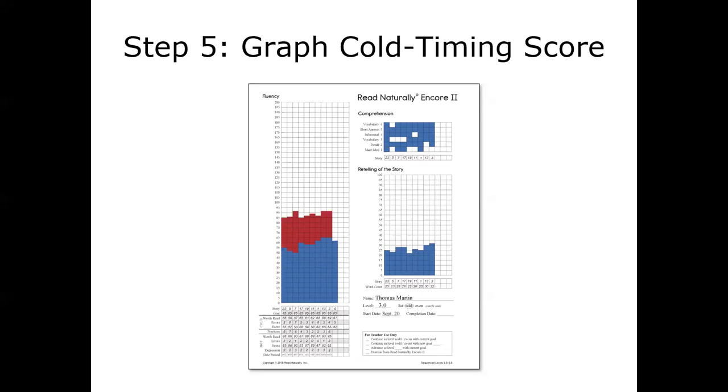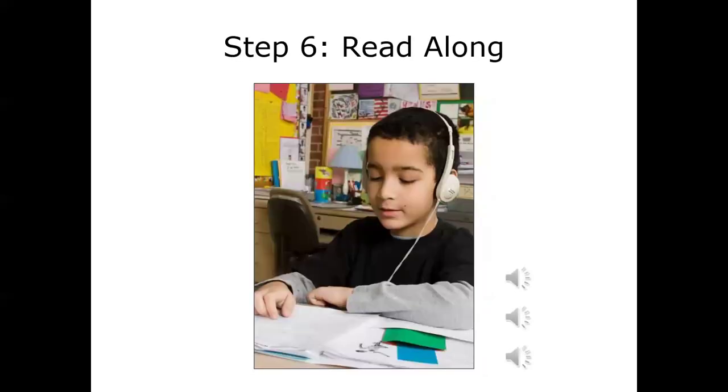Now, if you have a student who's close to or meeting their story goal on their cold timing, they're not in the right spot. You want the story goal to be something that's challenging, that they have to work hard to reach. So the story goal should be a little ways above what their cold timing is, so that they have to practice several times in order to reach that.